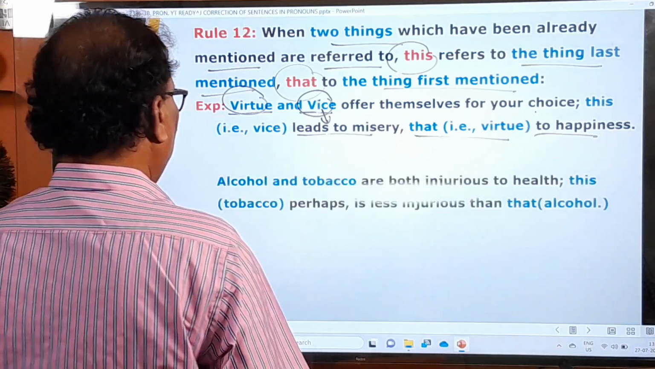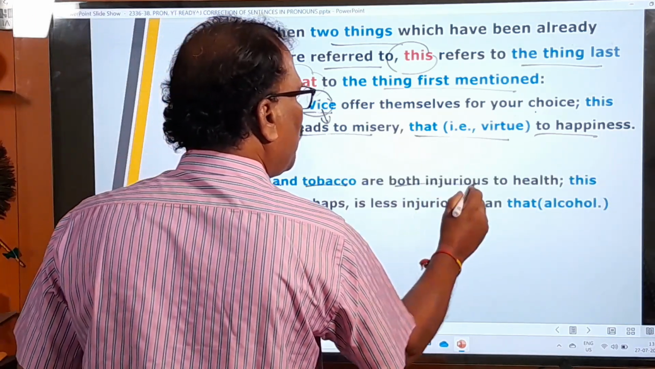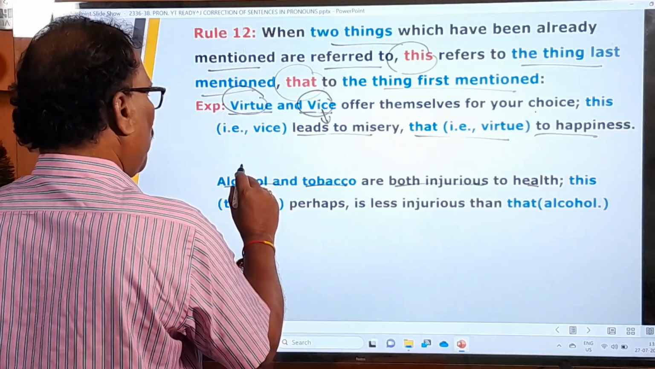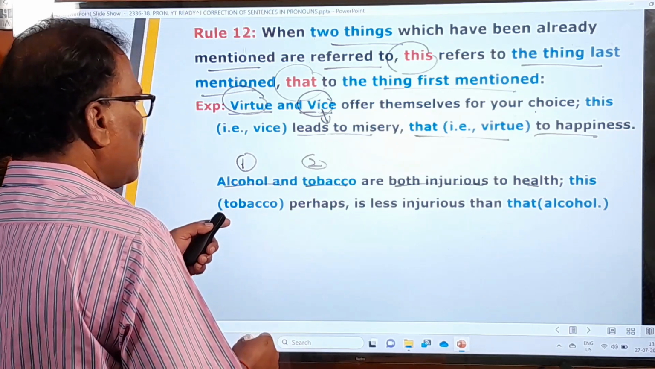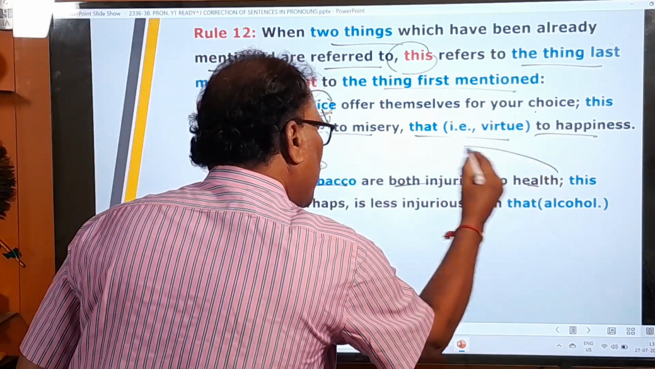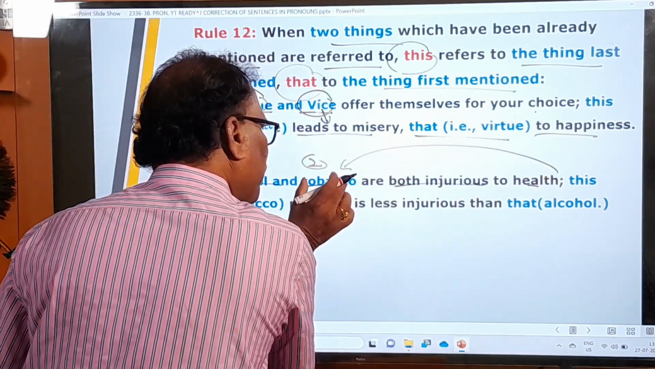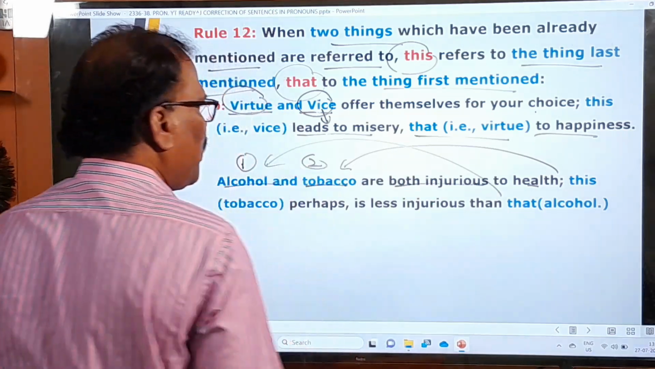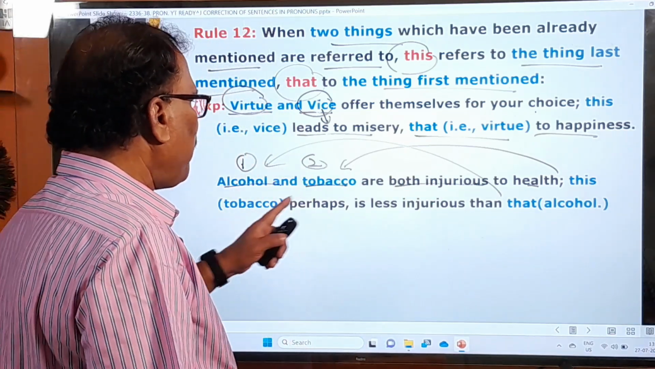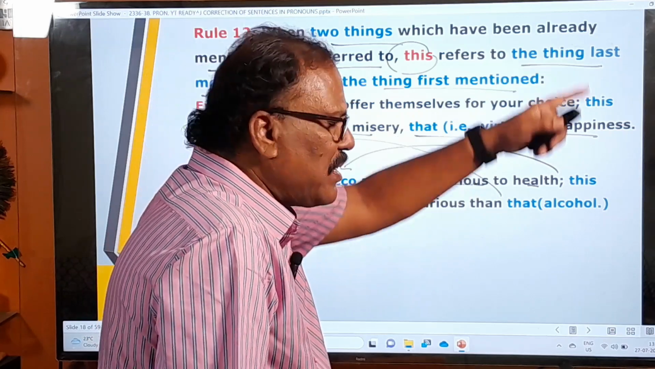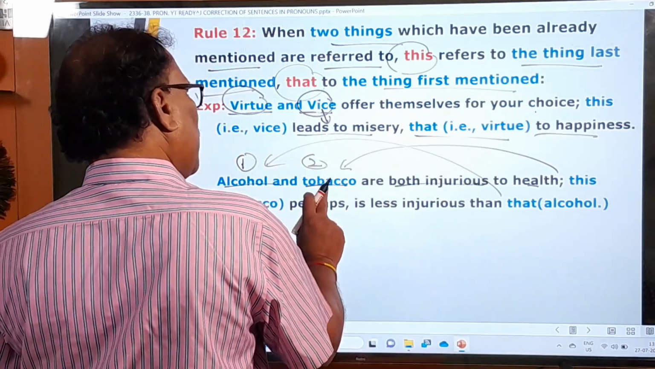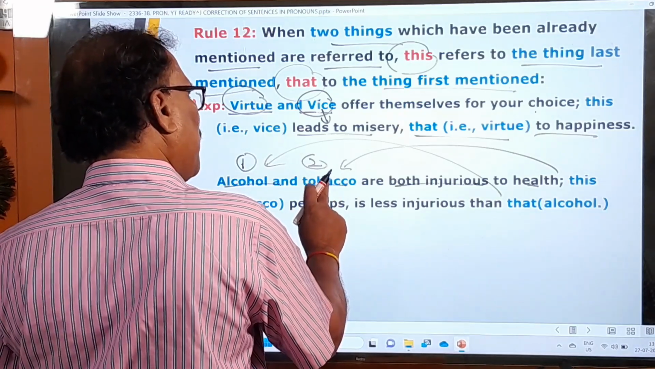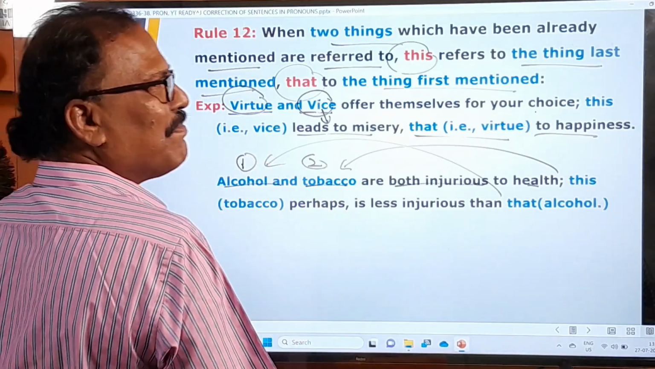And one more example is given: alcohol and tobacco are both injurious to health. Okay, we are talking about alcohol, number one, and tobacco, number two. This always refers to the last mentioned one, and that always refers to the first mentioned one. This perhaps is less injurious than that.